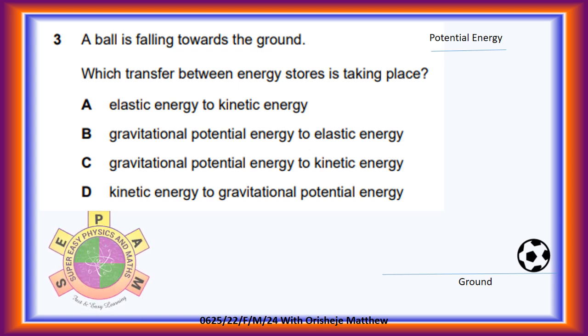As the ball falls, it's not gaining elastic energy, associated with stretching or compressing objects, or converting kinetic energy to gravitational potential energy, which would happen if it were thrown upwards. Instead, the stored gravitational potential energy due to the ball's height is continuously being converted into kinetic energy as the ball gains speed. The correct option is C.